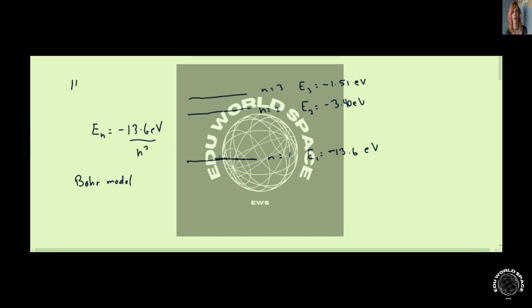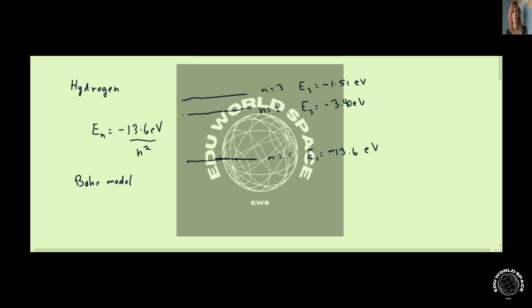And those levels are given by minus 13.6 electron volts over n squared. N is the quantum number, sometimes called the shell number, or principal quantum number, because it defines the energy. And I do note that these are negative energies because the electron is bound inside the atom.